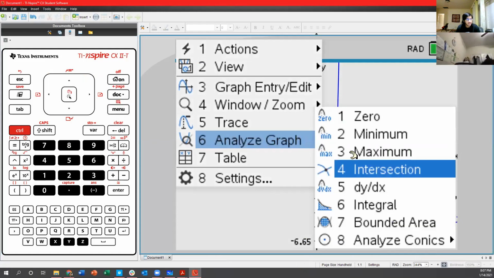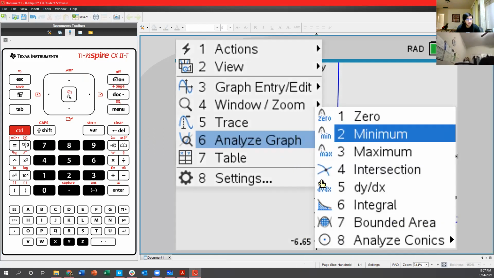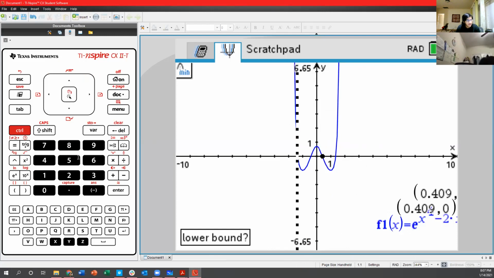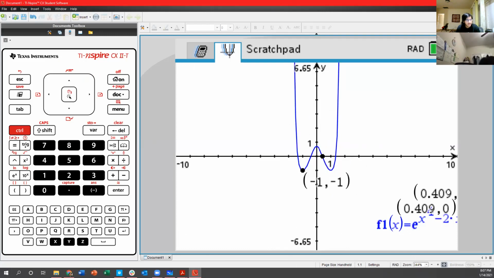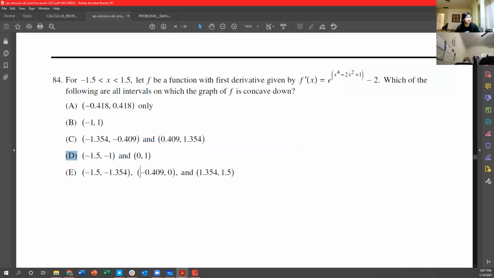Okay, analyze graph. So we can actually look at analyze graph and look at the minimum of this function right here. We can figure out the minimum of this function, and it just so happens it's exactly -1. So we know this is the answer. I'm pretty sure it's D.